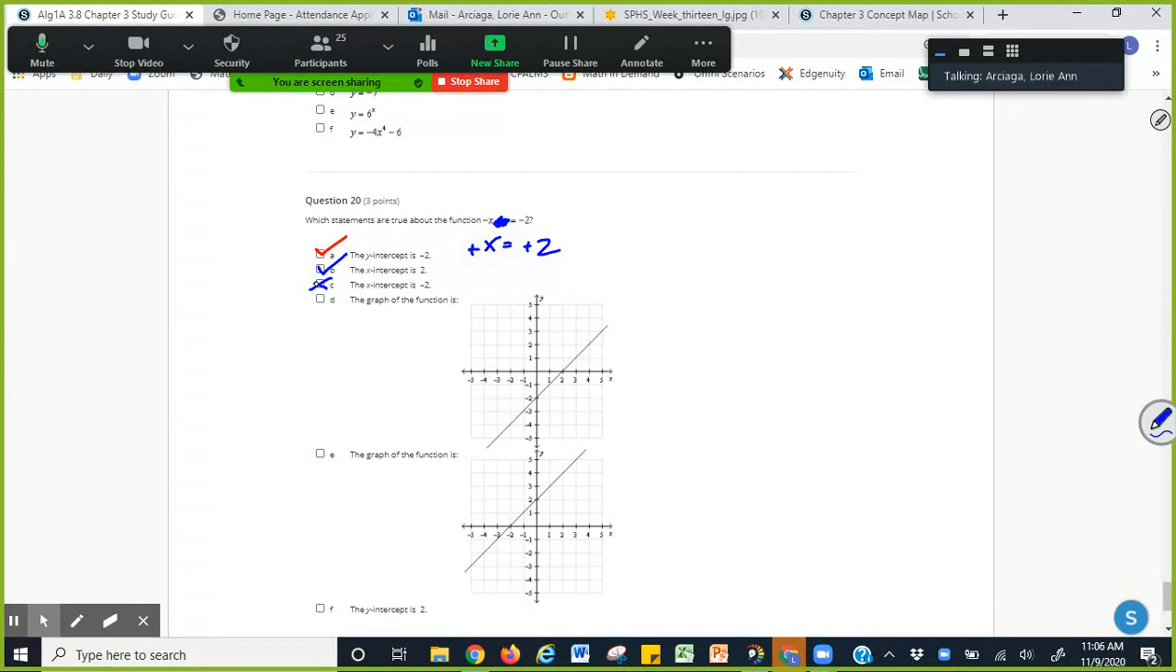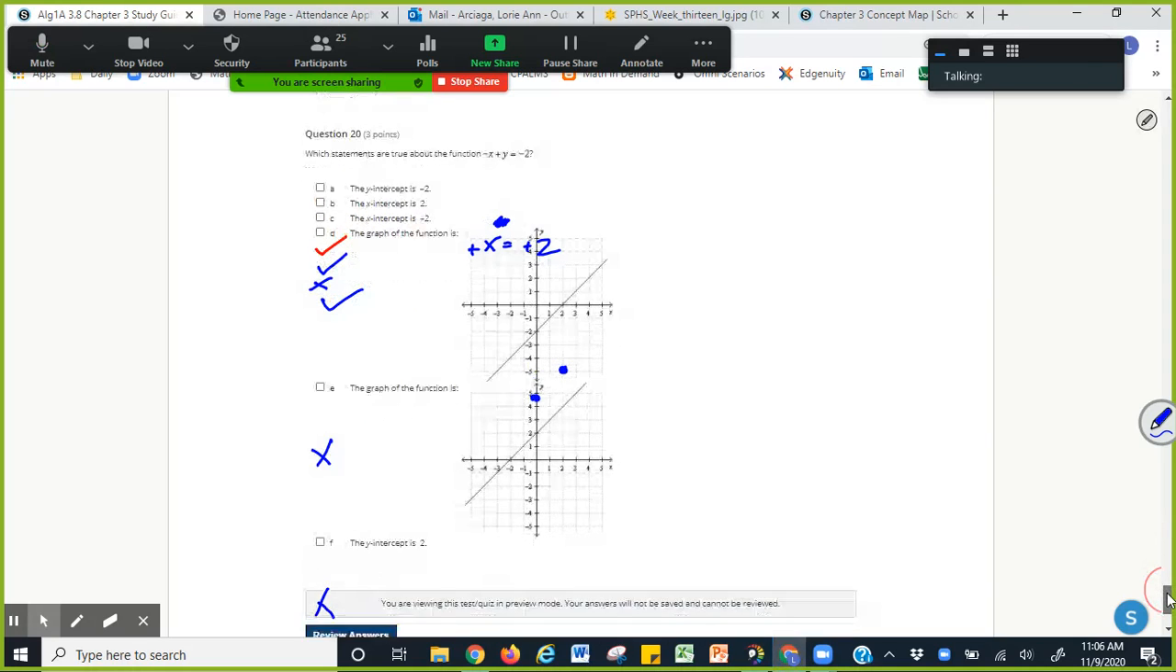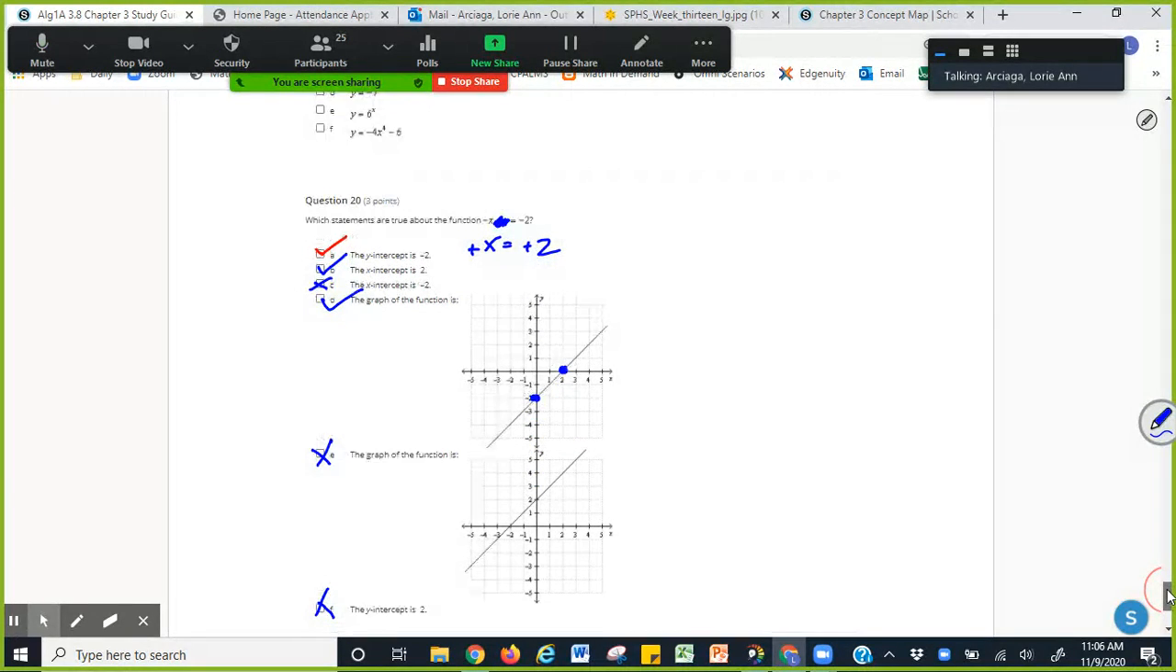The graph. Well, the y-intercept is -2 and the x-intercept is 2. So this is right. The graph is right. So definitely this is wrong. The y-intercept is 2, but we already said it's -2, so that's wrong. Is there anything else at the bottom? Not sure. Oh, that's the last one. Okay. All right.